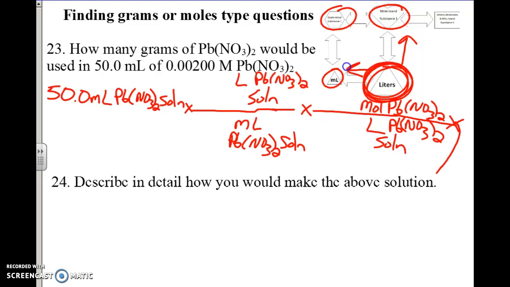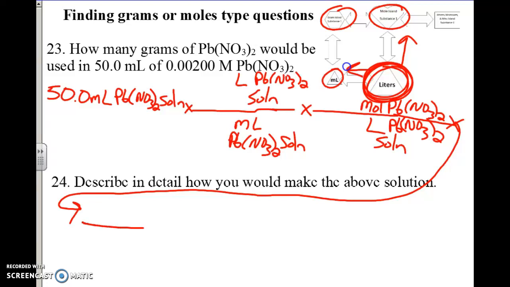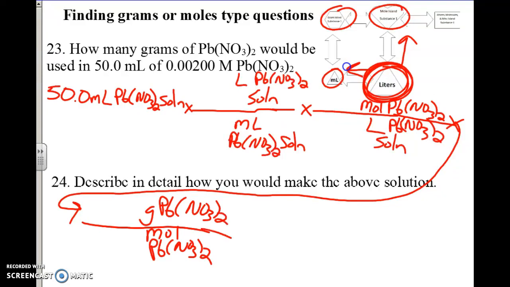Multiplication sign. And I'm going to have to finish this one over here. So we don't want our answer in moles of lead 2 nitrate. We want our answer in grams of lead 2 nitrate. So moles of PbNO3 2 go on the bottom, and grams of PbNO3 2 go on top.